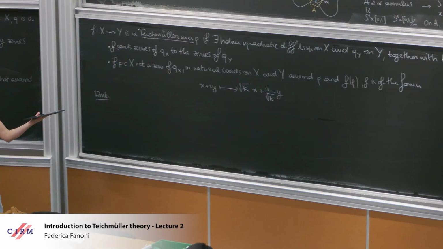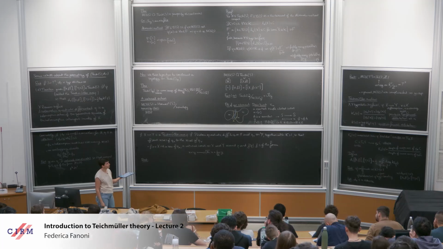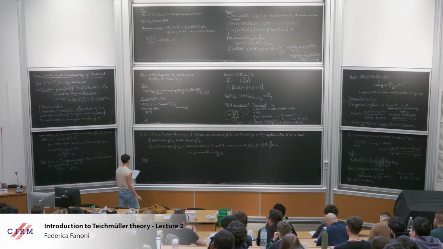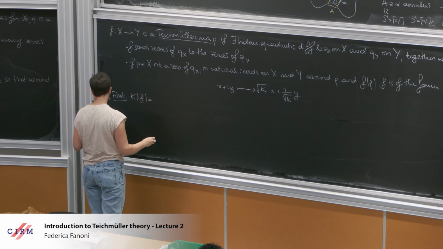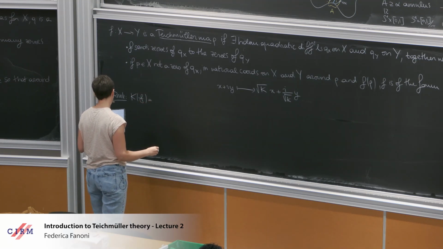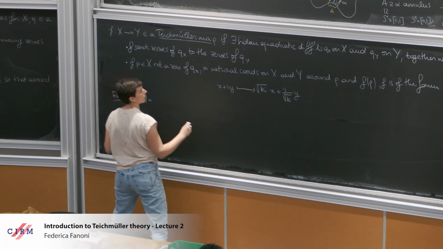So the point is, once you know that, you can actually compute the pointwise quasi-conformal dilatation. So K of f is going to be, what did I say? I said that it was bigger or equal than 1.